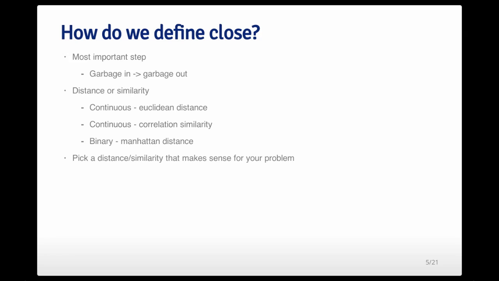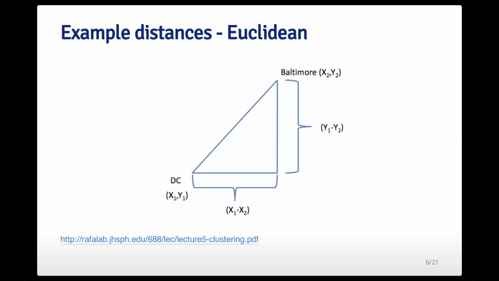A kind of analogous distance metric is the correlation between 2 points, or the correlation similarity. And then another metric is the binary distance, or the Manhattan distance, and I'll talk a little bit about what that means in a second. So you have to pick a distance metric that makes sense for your problem, so that you can produce results that also make sense. And so here's Euclidean distance, a simple diagram.